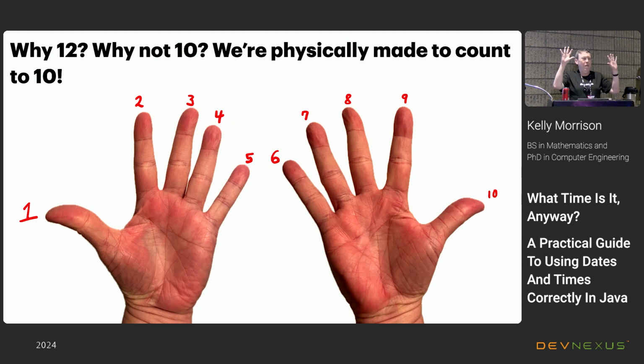So why not just count to 10? Why don't we have 10 hours in the day? 10 hours in the daytime, 10 hours at night, 20 altogether. Well, we count fingers. We count 1, 2, 3, 4, 5, 6.